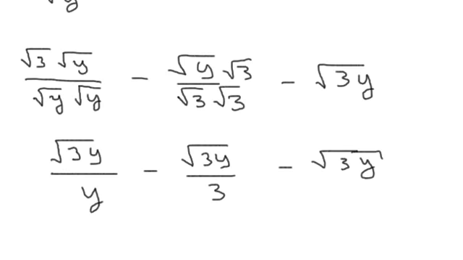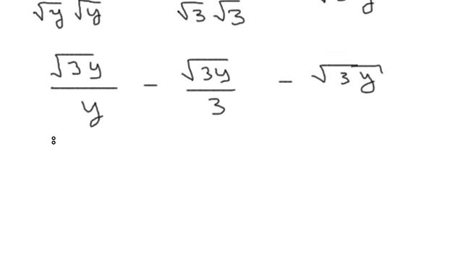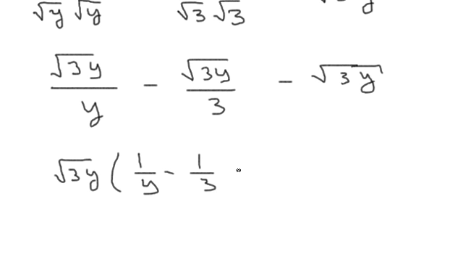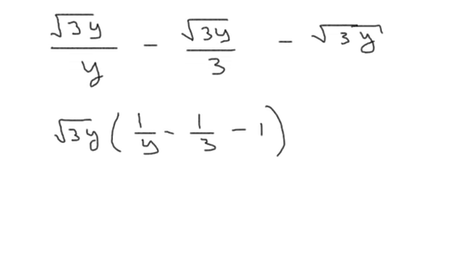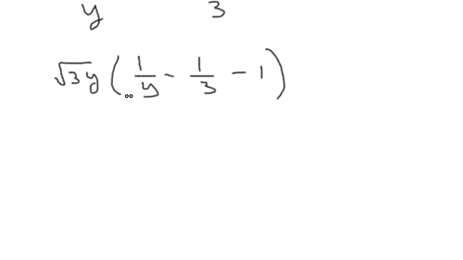Now I can go ahead and factor out the square root of 3y since it occurs in all of our terms. So this becomes 1 over y minus 1/3 minus 1. And then of course you can join all this together in one single fraction. But I'm just going to leave it like that. But you can go ahead and join this up if you want. But we're going to end it there.